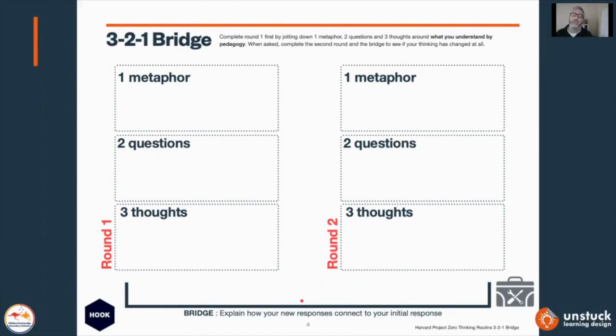So this is a really lovely way to round out the course by starting with our perception of pedagogy, by talking about 1 metaphor, 2 questions, and 3 thoughts, and then finalizing our understanding of pedagogy through this course using 1 metaphor, 2 questions, and 3 thoughts.